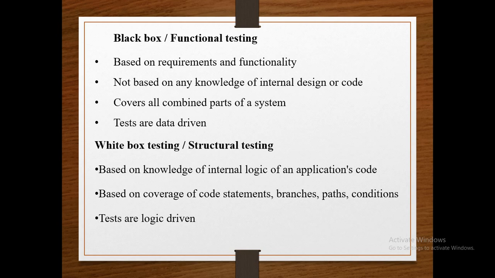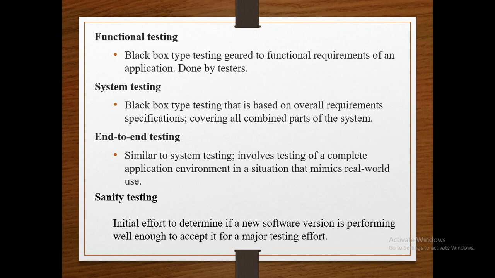White box is also called structural testing, which is based on knowledge of internal logic or application code. It covers all the statements, branches, paths and conditions, and it is basically a logic driven test. Functional testing, a black box type of testing, is geared to the functional requirements of an application. It is done by the testers.